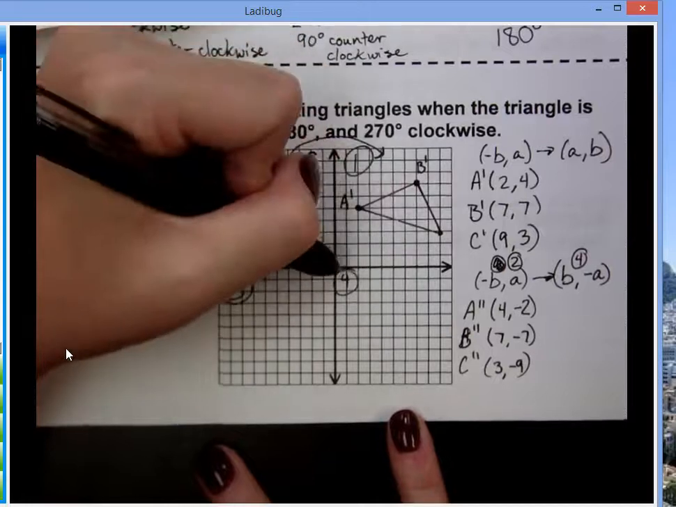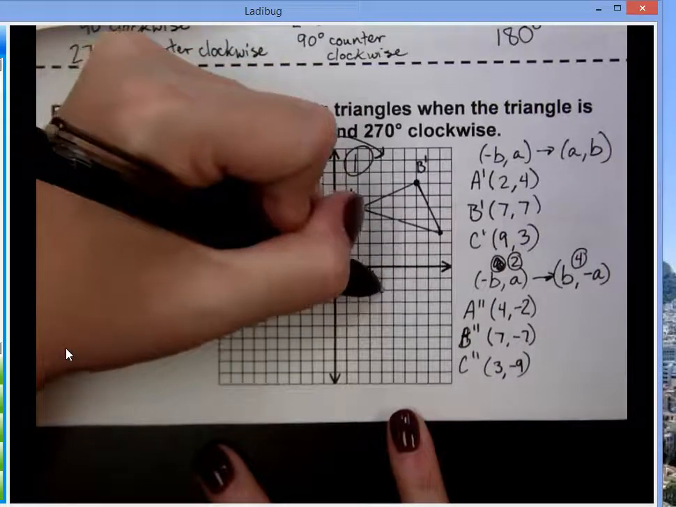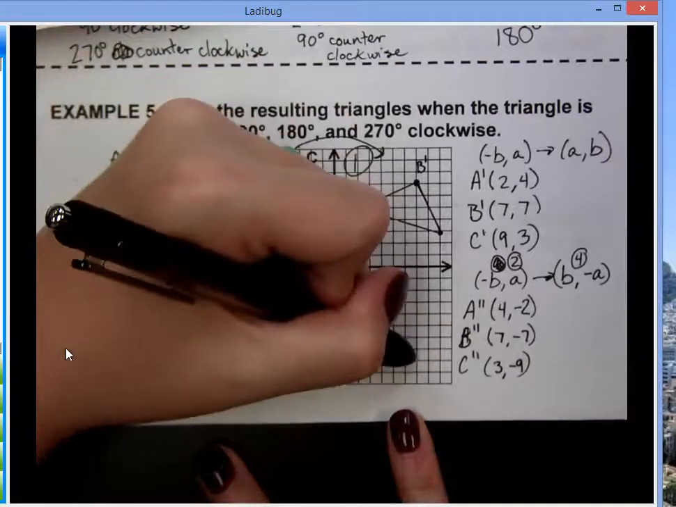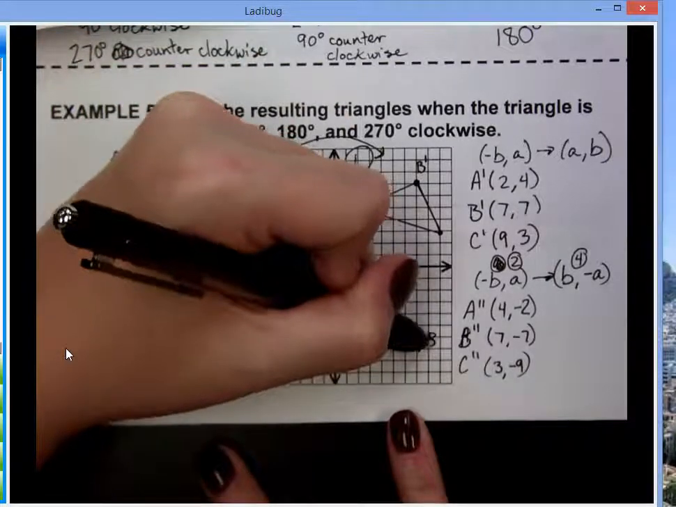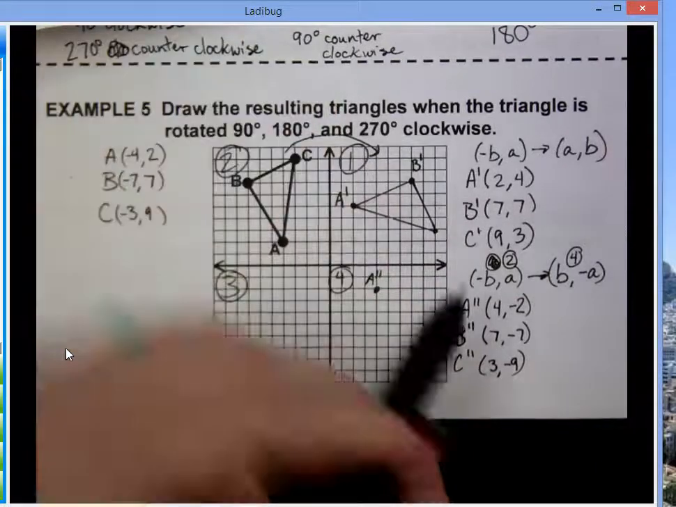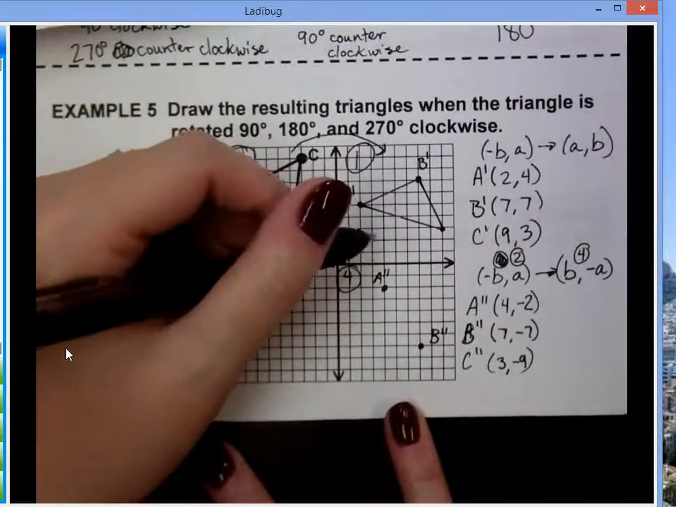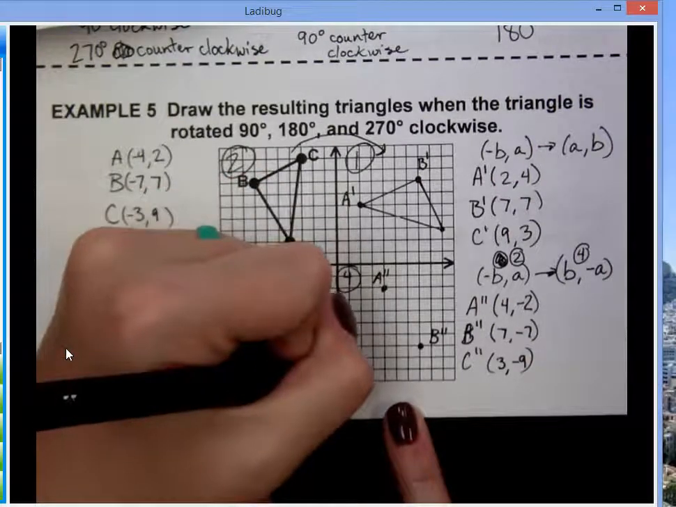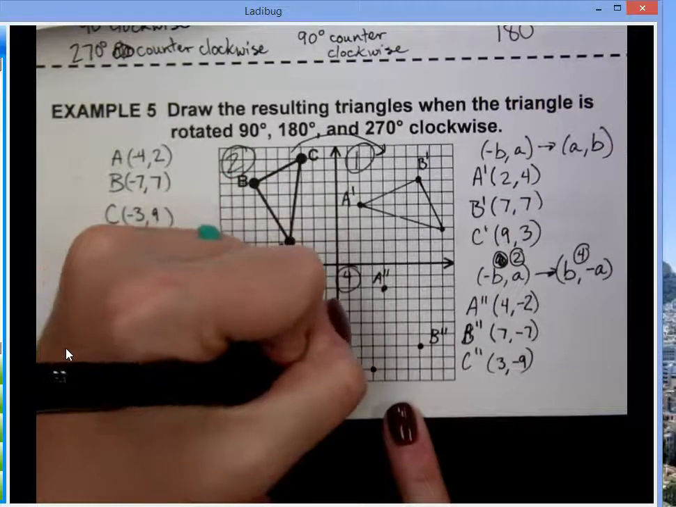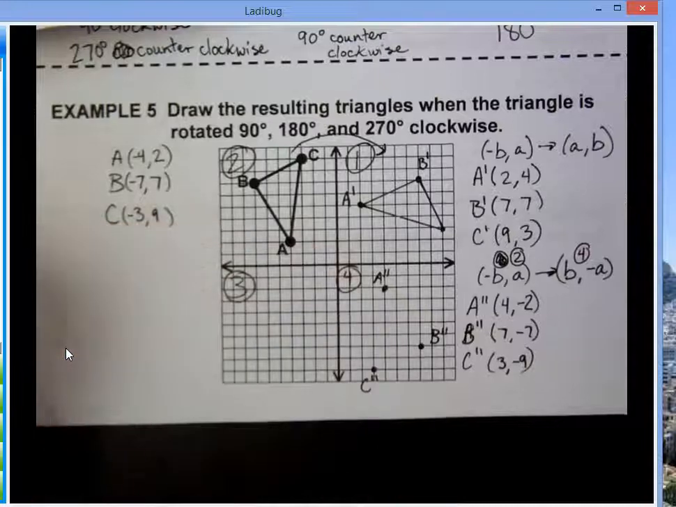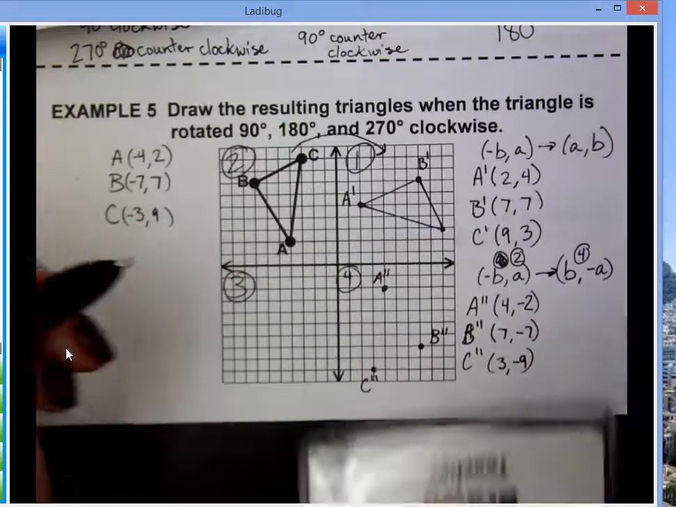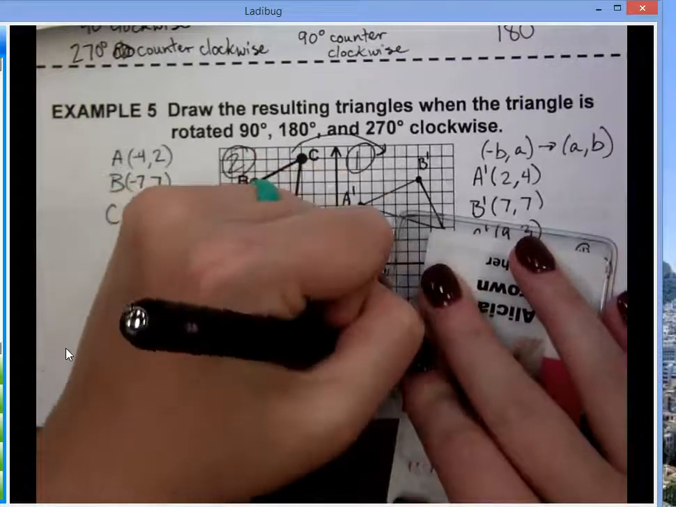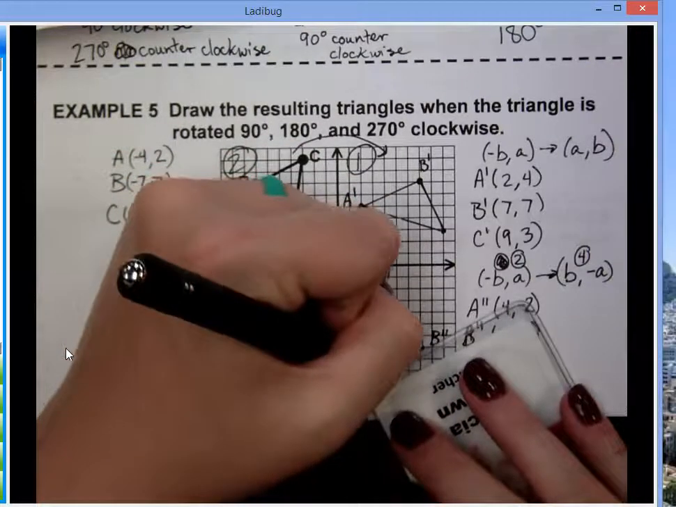So this is going to go 4, negative 2, and that'll be A prime. And then 7, negative 7 is B double prime. And then for our C double prime, it is 3, negative 9. Okay, and that is our second rotation. We just have one left.